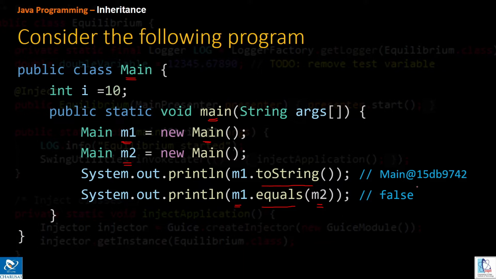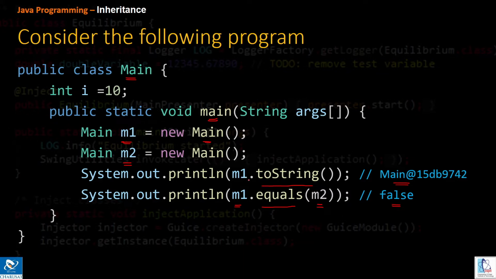Okay, and it is going to print the values like this, like main at the rate some value, and this is going to give me the false result because this m and m2 reference variables are pointing to different objects. Okay, so now the main question over here is how we are calling this toString method or equals method in this class.